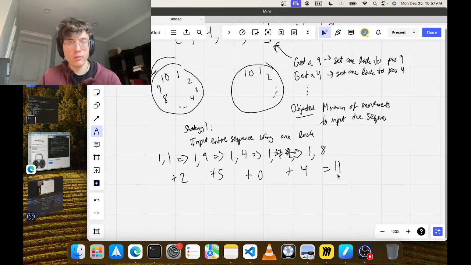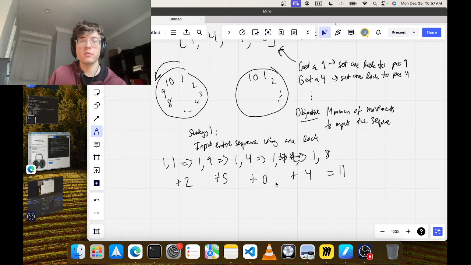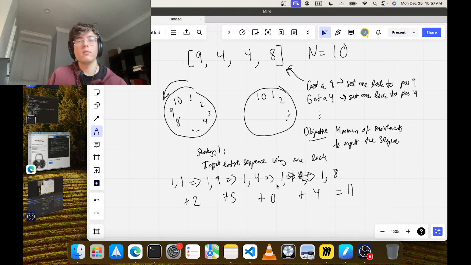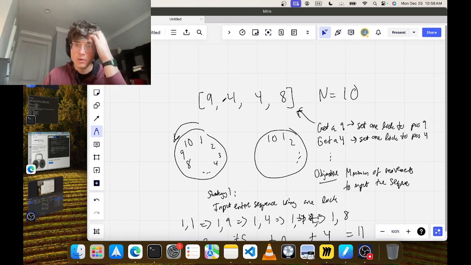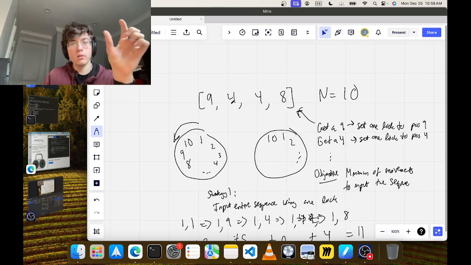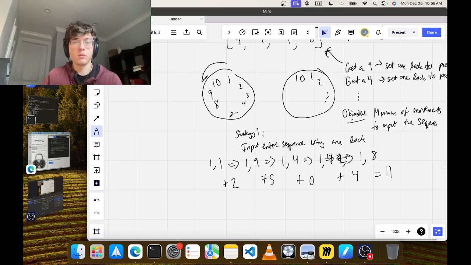However, if we were to use both locks instead, you can notice that we can save a lot by moving one of them to 9. If we move one of them to 9 and move the other one to 4, then eventually when we get back to this 8, instead of having to go from 4 to 8, we will only have to go from 9 to 8, which saves a lot of time. It is also cheaper to move the other lock from 1 to 4 than to move the first lock from 9 to 4. So what does that look like?